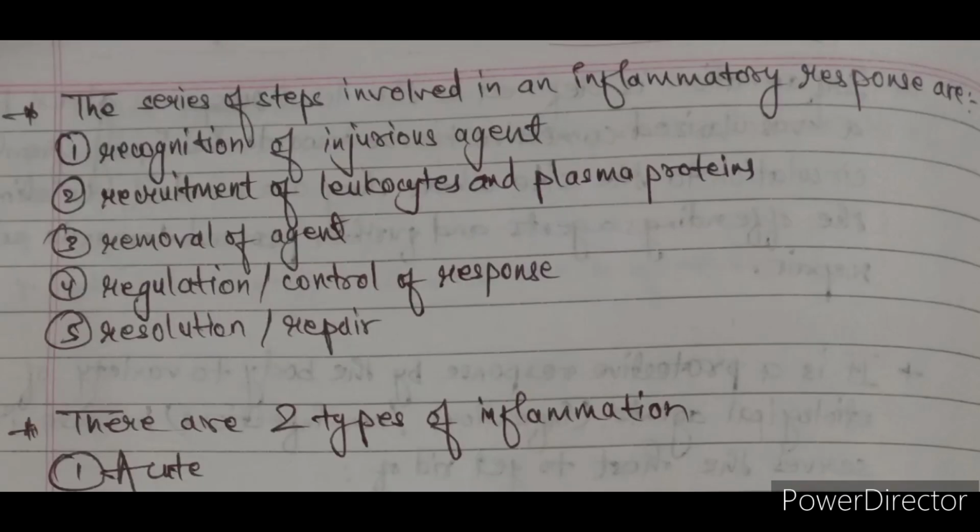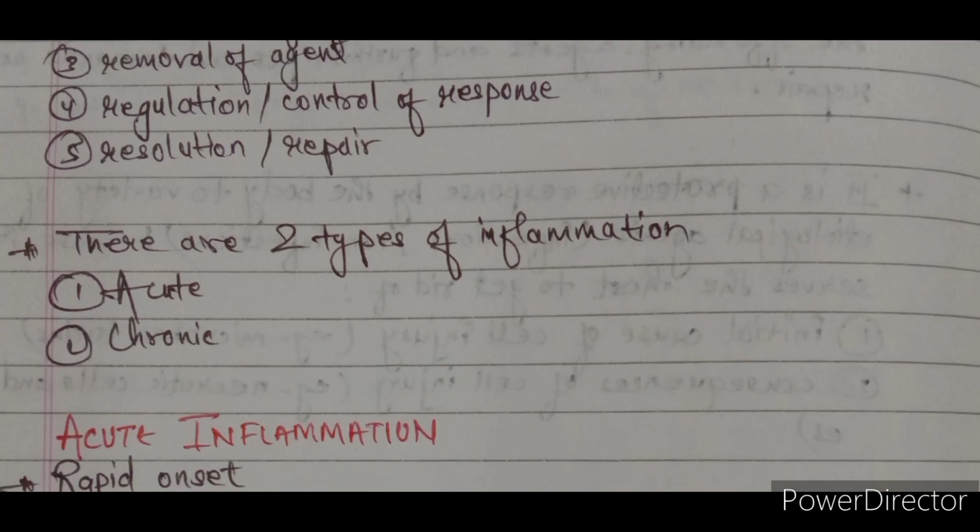So basically there are 5 steps involved in an inflammatory response, and those are: number 1, recognition of injurious agent; number 2, recruitment of leukocytes and plasma proteins; number 3, removal of agent; number 4, regulation or control of response; and 5th is resolution or repair. And there are 2 types of inflammation. Number 1 is acute and number 2 is chronic.